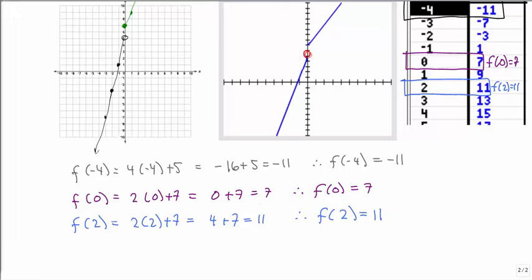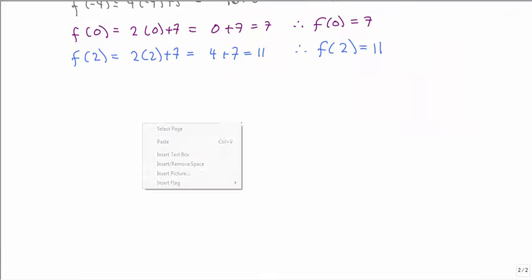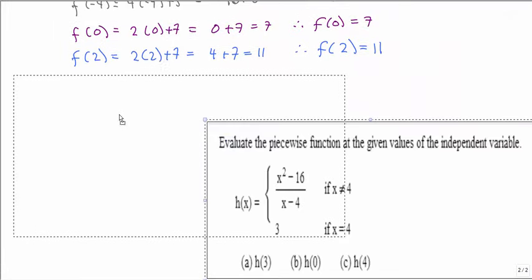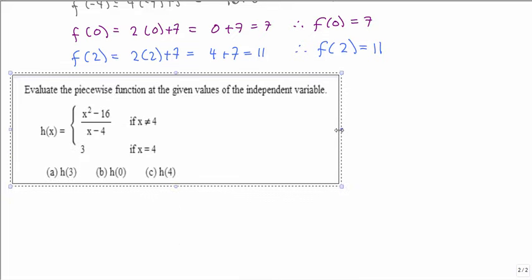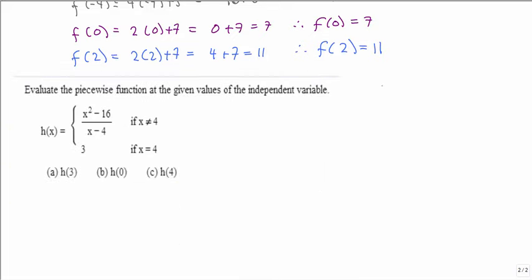Okay, let's go ahead and look at another example. We'll do this one by hand and with graphing as well. We're looking at a piecewise function and we're asked to evaluate it at particular points. Now this one doesn't have a less than or greater than. This one has an equal and a not equal to case. So to get started with this problem, let's go ahead and look at the restrictions.